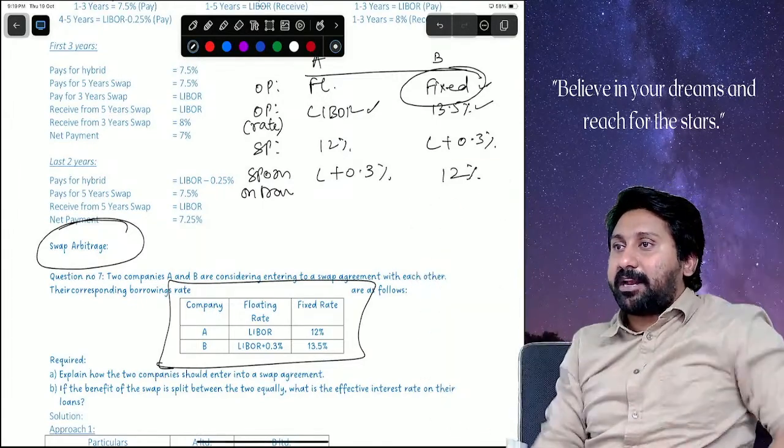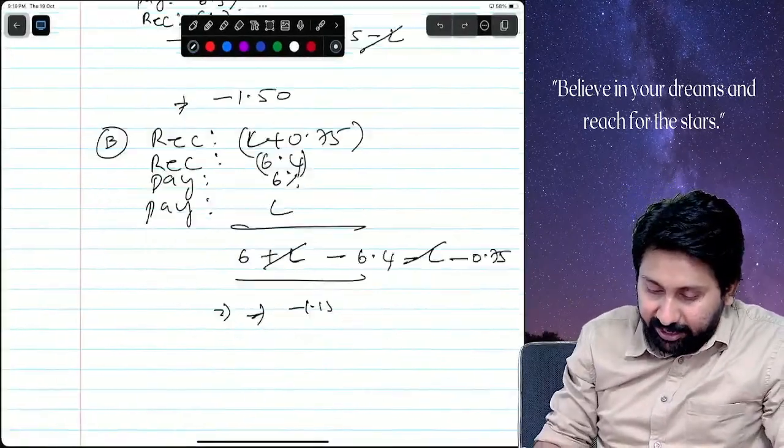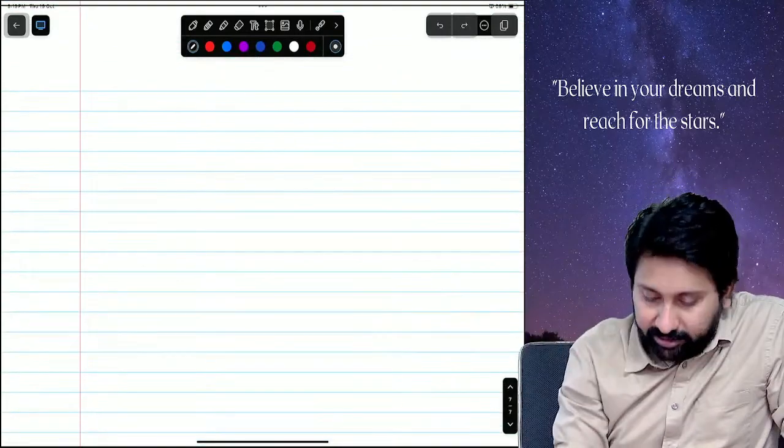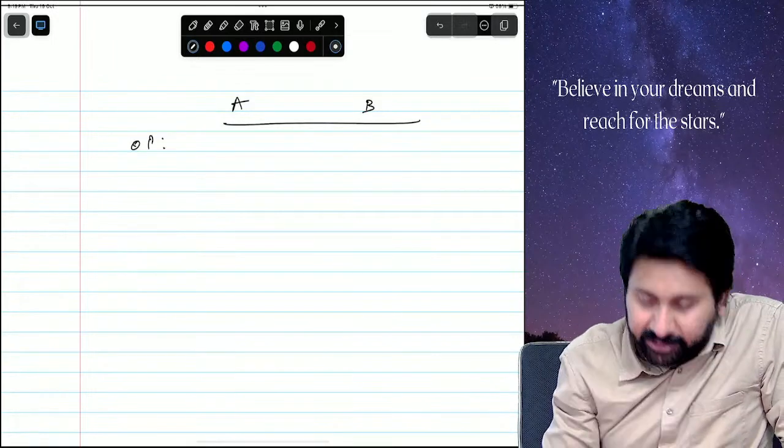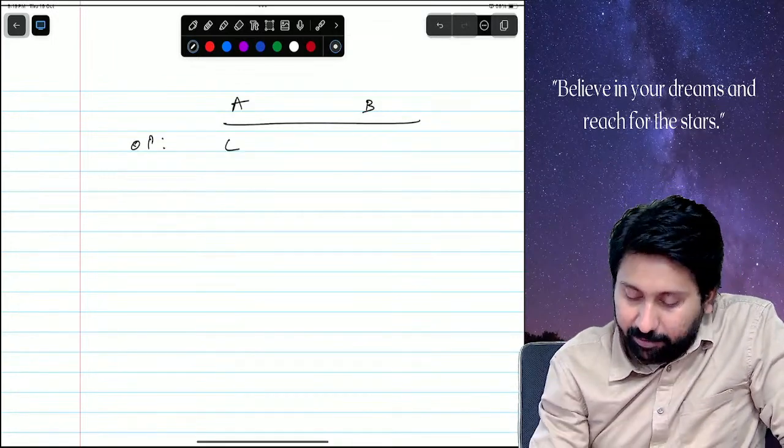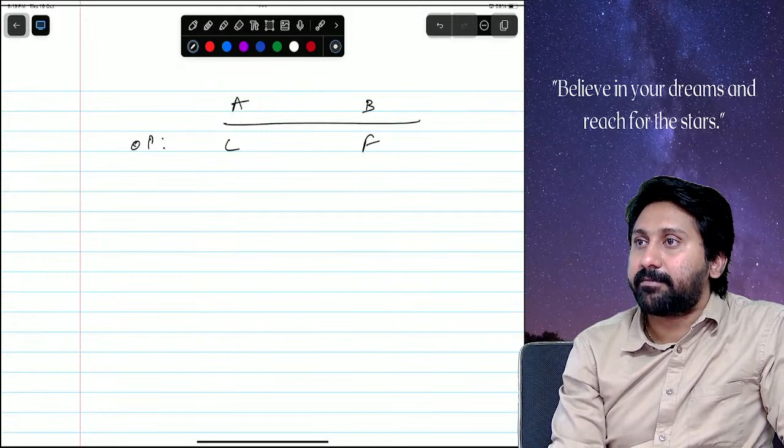Now understood the point clearly? Yeah? I will write it separately. Tell me, got the point up to here? How many are there? A, B. Tell me now. Original position: I wanted to go for LIBOR. You wanted to go for fixed rate.